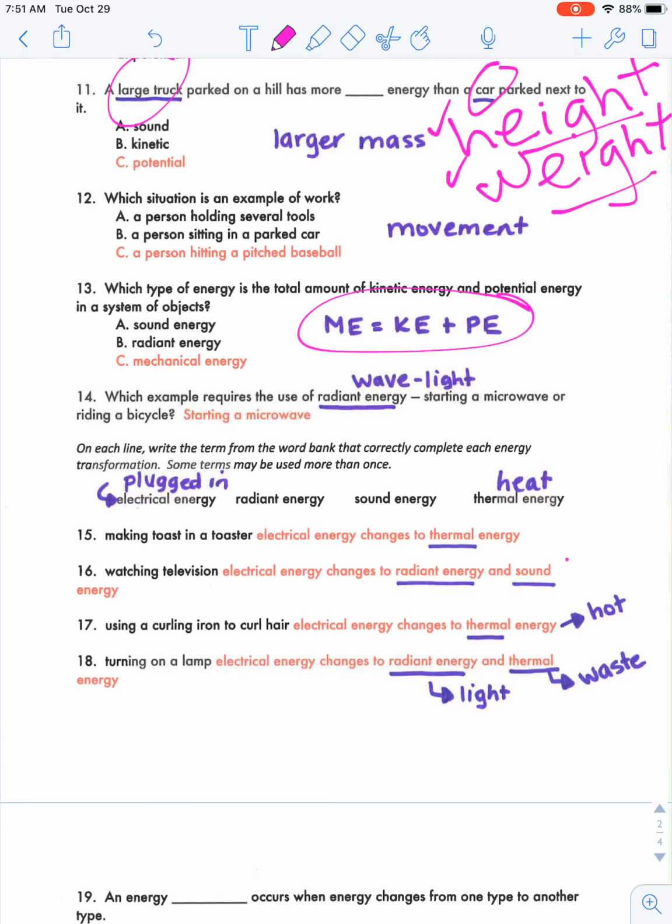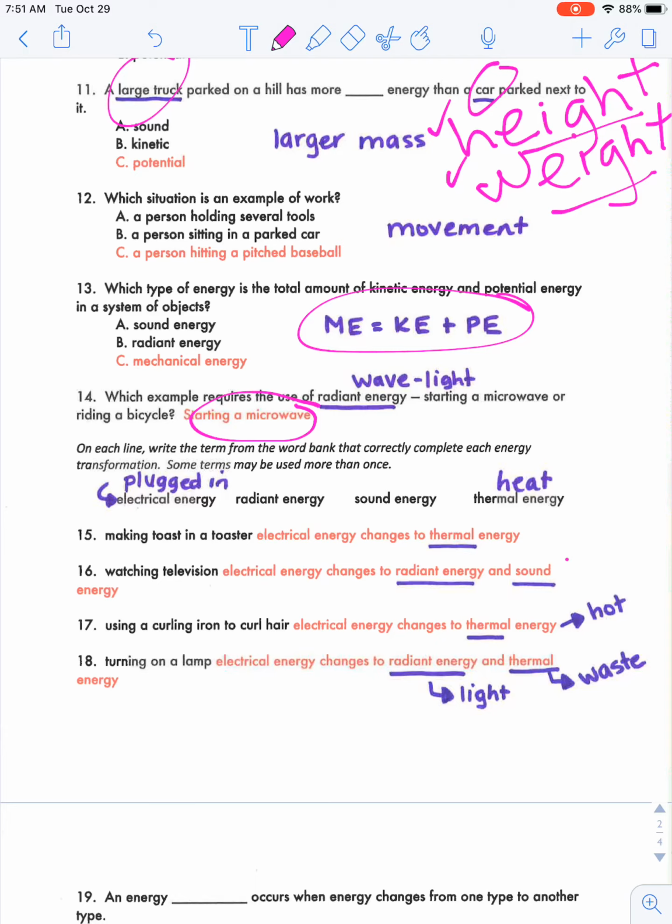Which example requires the use of radiant energy? So radiant energy is going to come from the sun in the wavelength. Starting a microwave or riding a bicycle? Starting a microwave, because we're actually going to use the electromagnetic wave called microwave in our microwave.